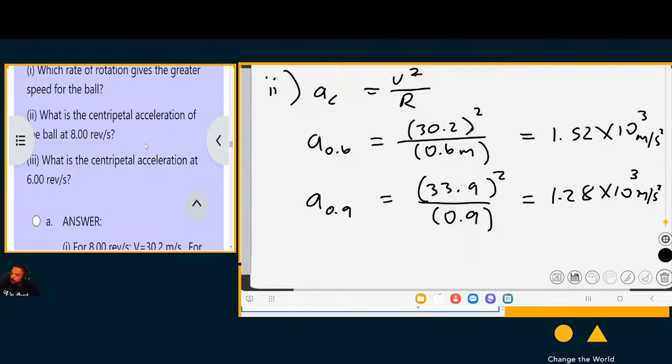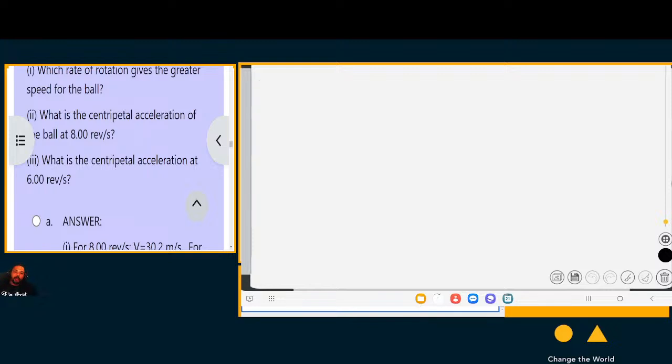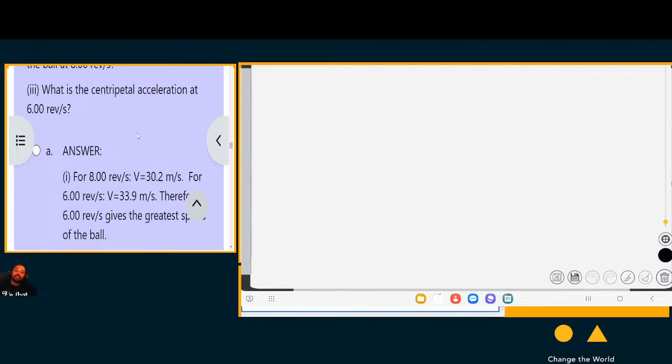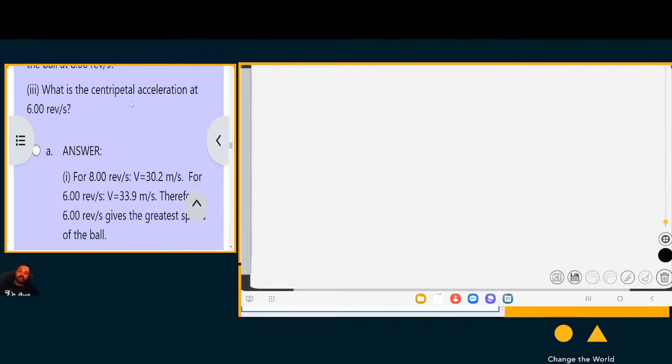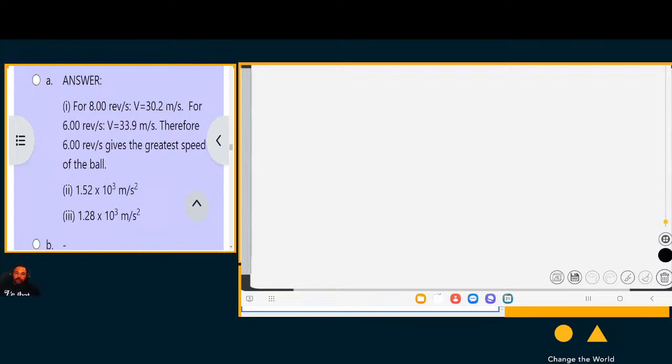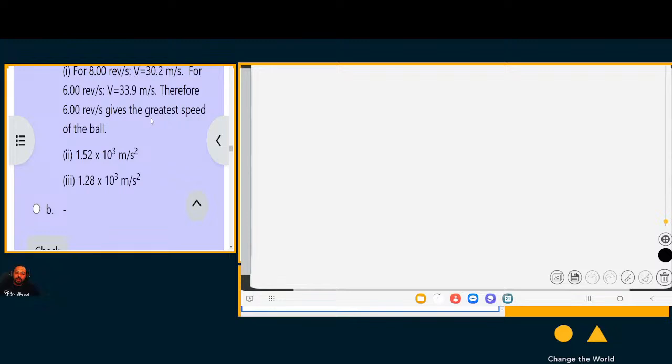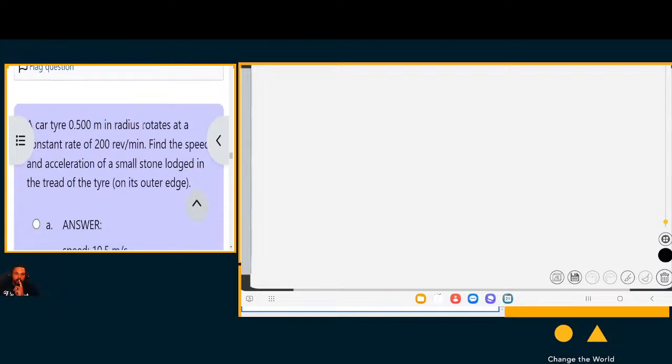Now, last one. Number 3. They ask us, what's the centripetal acceleration at 6 revolution? We've worked out both of them. So the one was number 2 and the other one was number 3. We've worked out the centripetal acceleration for both, and here we have the answers as we've worked them out. You can just freeze the screen there if you don't understand. Just raise your hand. Otherwise, I will go to the next one.